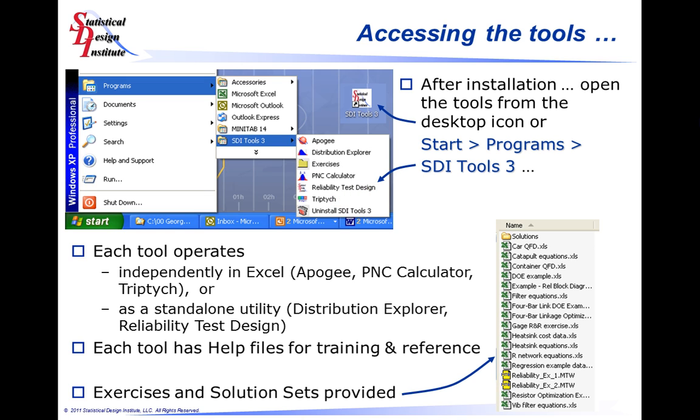In this discussion, the Triptych tool set will be the focus of our attention. The majority of these tools include Excel type add-in applications. Apogee, the PNC calculator, and Triptych all operate within Excel. Standalone tools included in the package include the Distribution Explorer and Reliability Test Design tool.